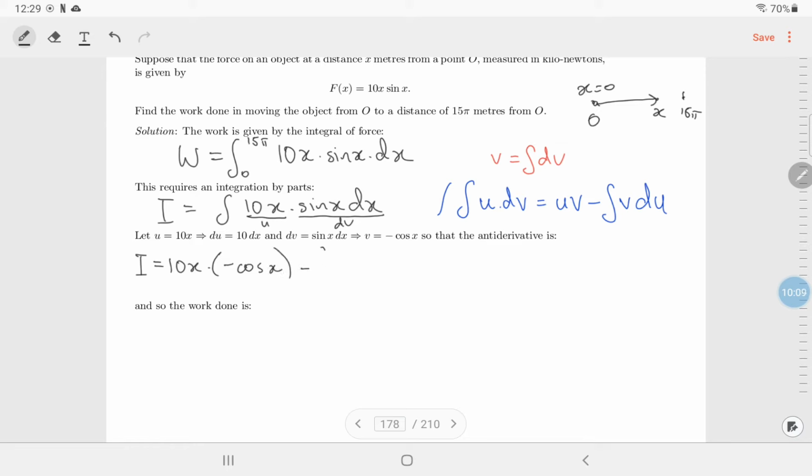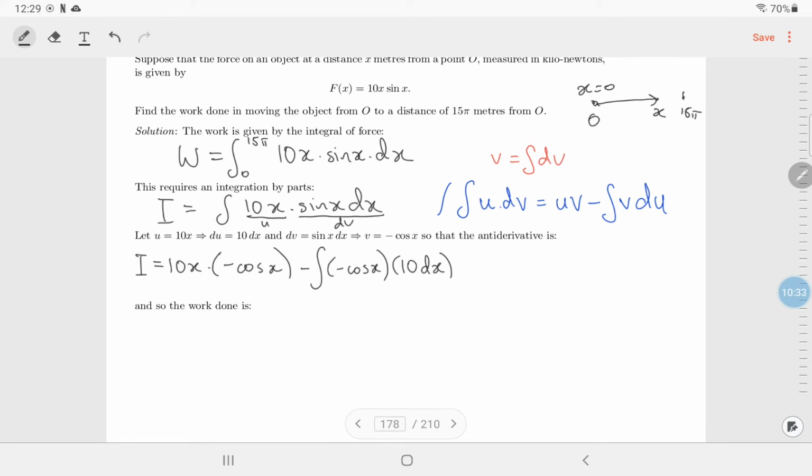Minus antiderivative v again, which is still minus cos x, by du. Now how do we get du? We differentiate both sides of u. So if u is equal to 10x, differentiate both sides, you get du dx is equal to 10 by 1, which is 10. Multiply both sides by dx, you get du is equal to 10 dx.